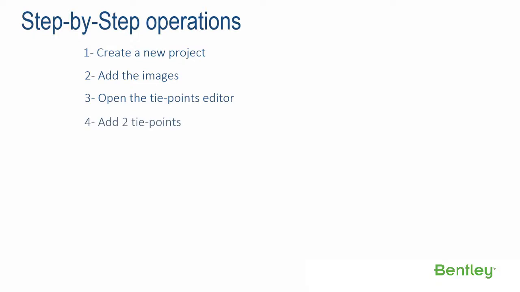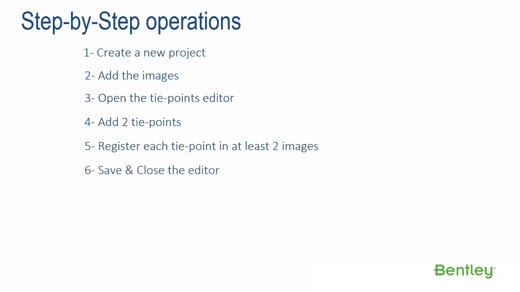Step 4, add 2 tie points. Step 5, register each tie point in at least 2 images. Step 6, save and close the editor. Step 7, add and define a scale constraint.